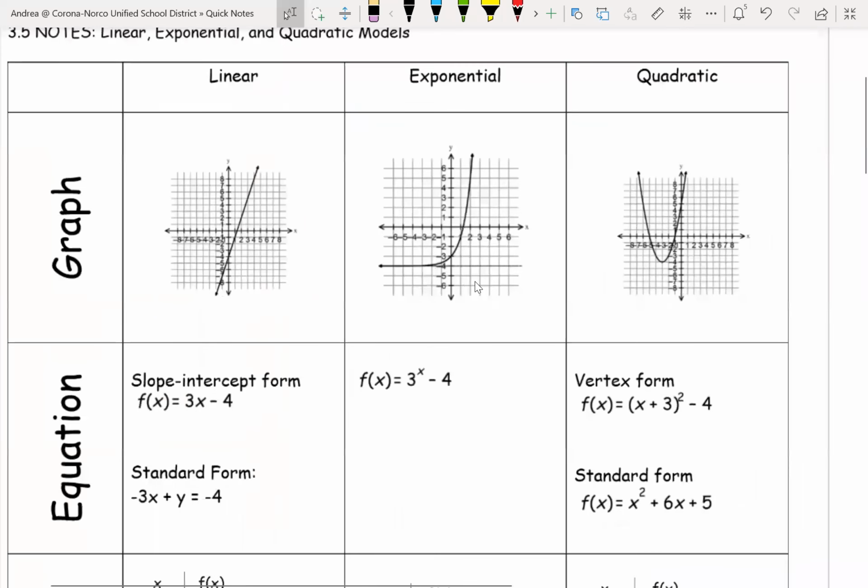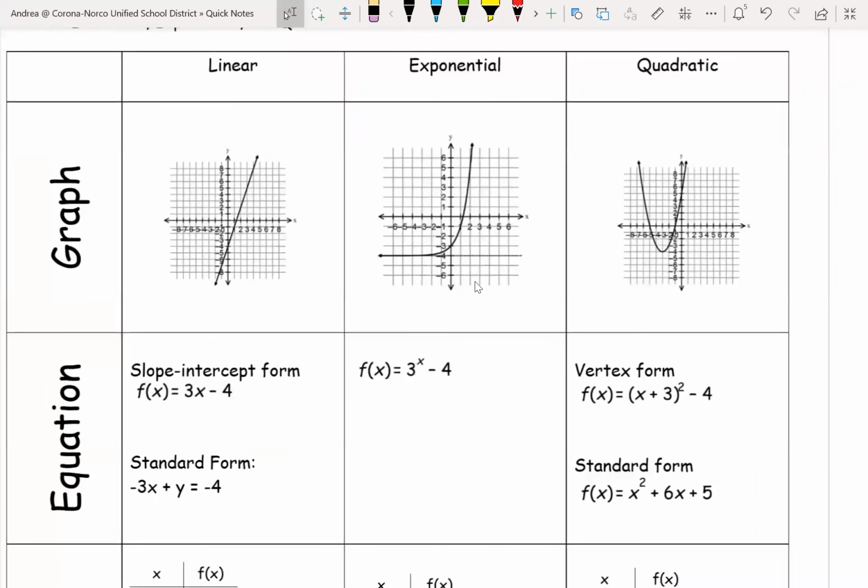Okay, so we're comparing our linear, our exponential, and our quadratic. These are the graphs of each type of equation you guys have seen before. A linear is a straight line. The exponential has that curve with an asymptote, where it gets really close to a number but never touches it. You talked about these last year in Math 1. This year we gave you quadratics, which is that U shape.